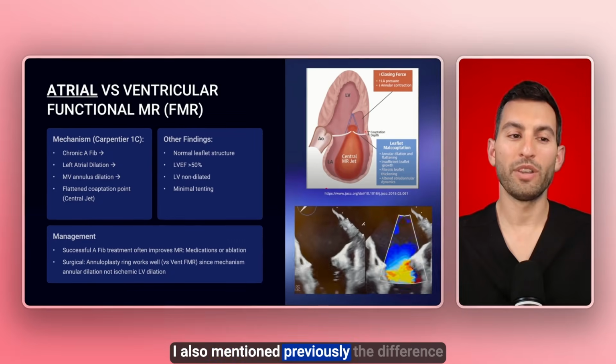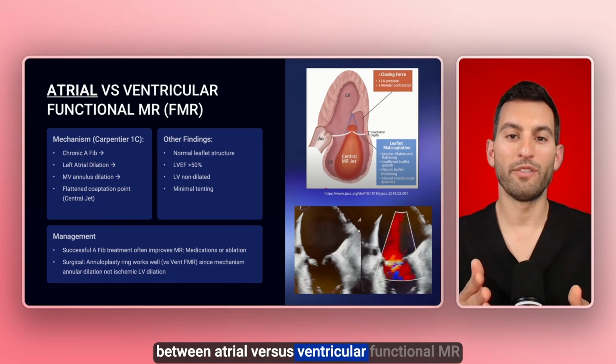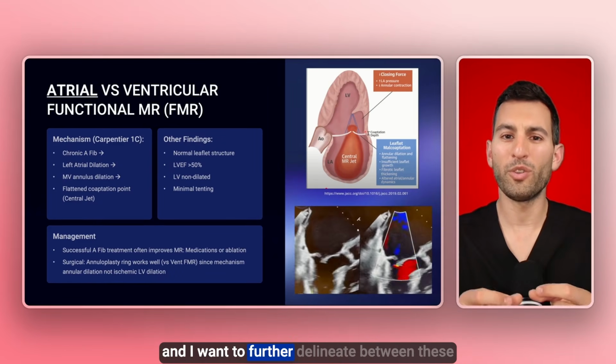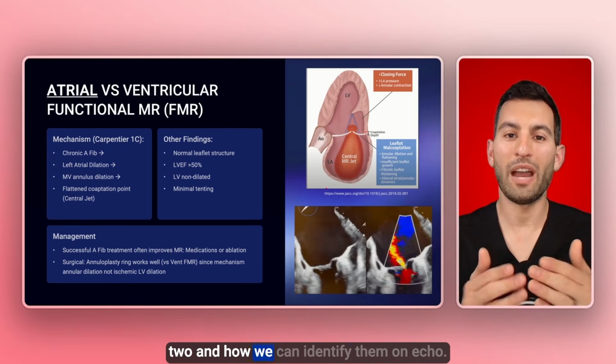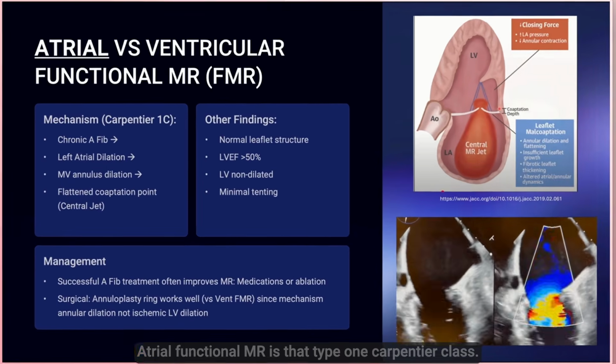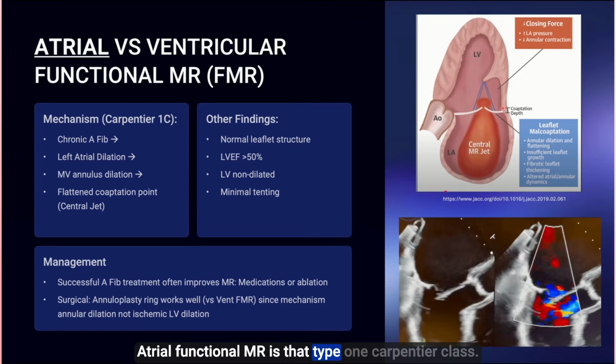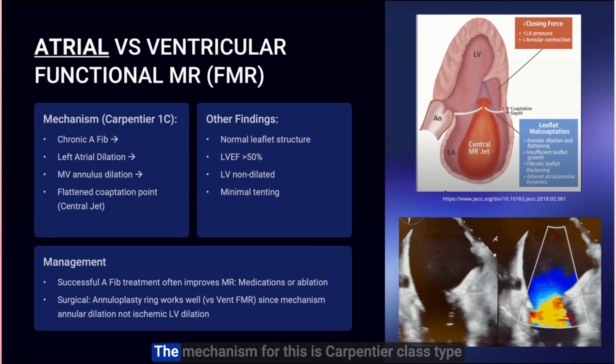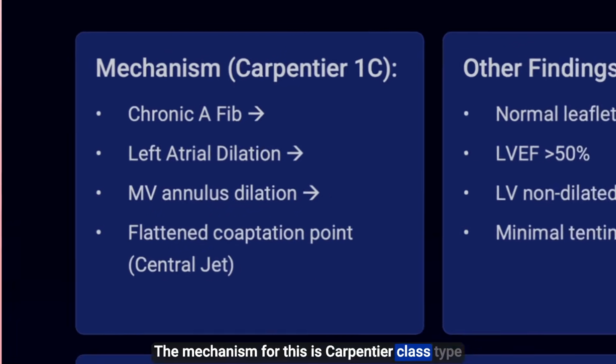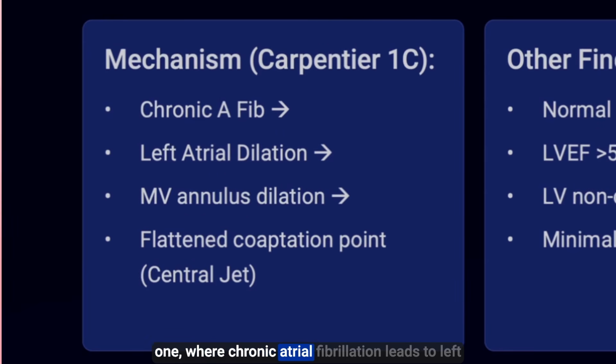I also mentioned previously the difference between atrial versus ventricular functional MR, and I want to further delineate between these two and how we can identify them on echo. Atrial functional MR is that type 1 Carpentier class. The mechanism for this is that chronic atrial fibrillation leads to left atrial dilation, which causes the mitral valve annulus to dilate and subsequently flattens the valve and minimizes the coaptation point, leaving a central jet.